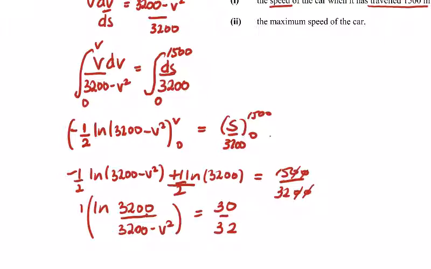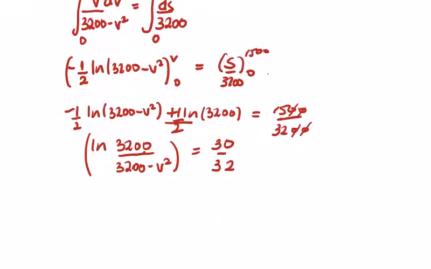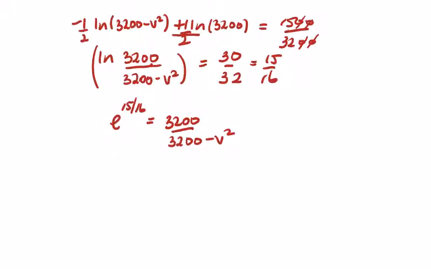I get my half. So e to the power of, that will be 15 over 16. E to the power of 15 over 16 is equal to 3200 over 3200 minus v squared. Does this tidy up? 3200 multiplying across by e to the power of 15 over 16, 3200 minus v squared times e to the power of 15 over 16 is equal to 3200.